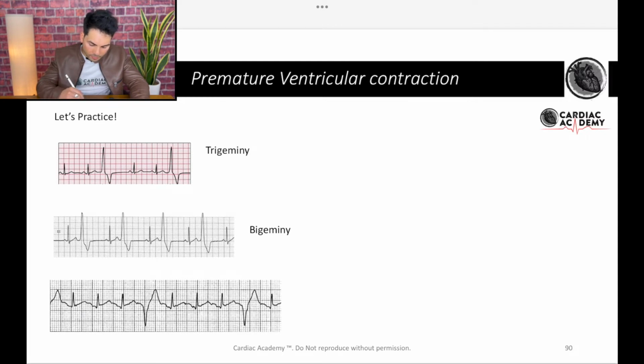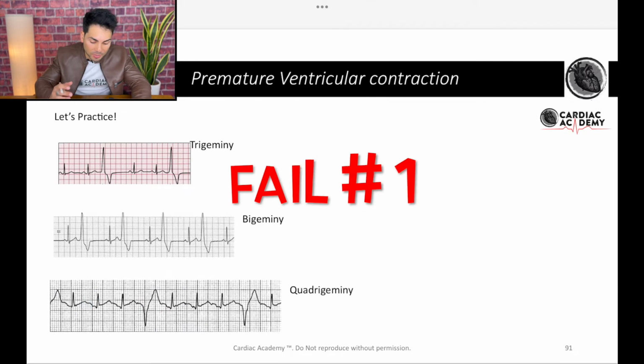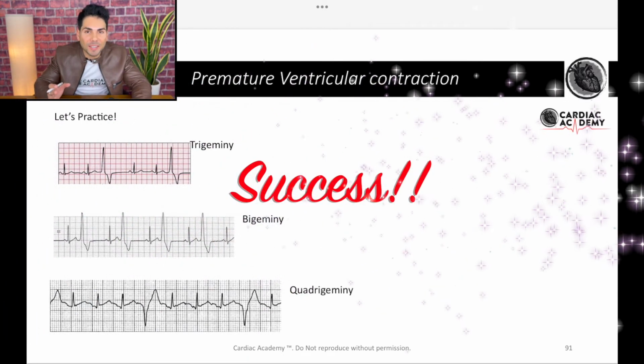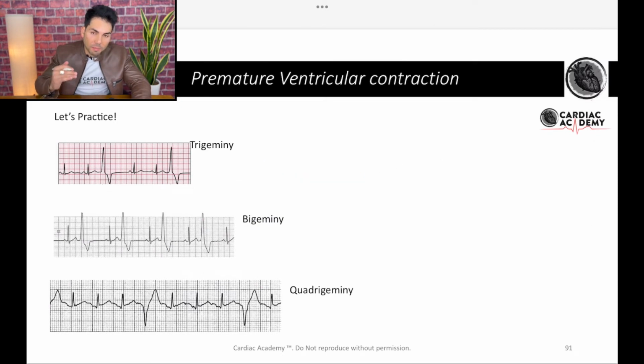Now the last example: we see normal, normal, normal, and then a PVC. So three consecutive normal depolarizations and then one PVC. What is this called? That's right, quadrigeminy, okay? So bigeminy is normal, PVC, normal, PVC. Trigeminy is normal, normal, PVC. And quadrigeminy is normal, normal, normal, and PVC, okay?